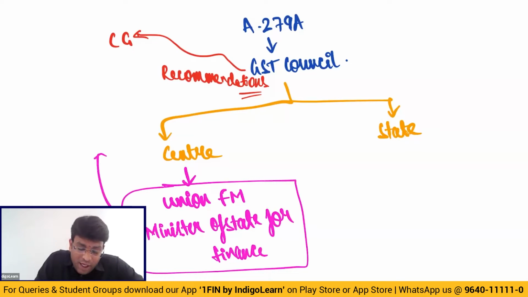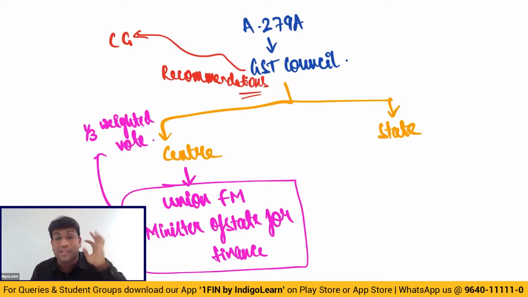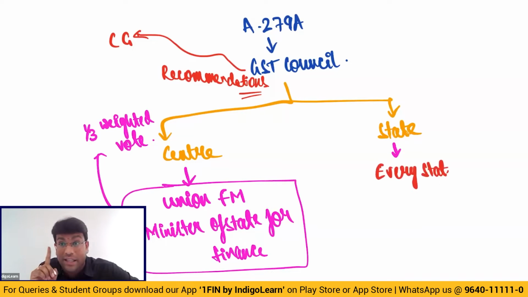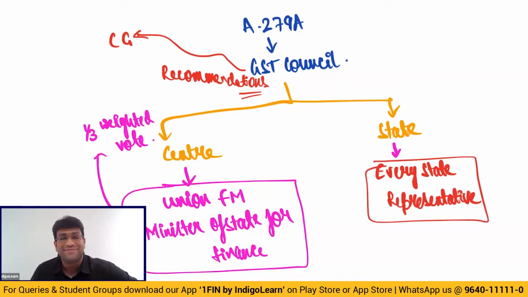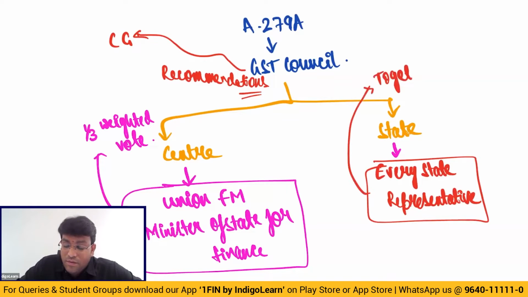And these two together, they have got 1/3 weighted votes. That means if these two say yes, 1/3 is done. Now you have to take a decision from state side. Every state representative. So one person from every state will come. Getting my point, everybody? And all states put together, they have got 2/3 weighted votes.